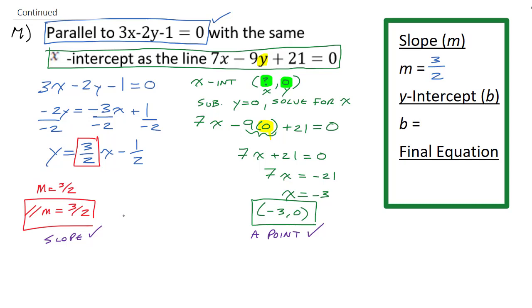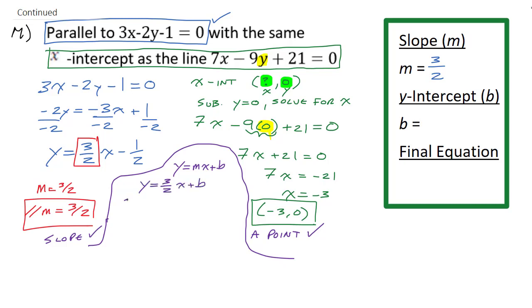We know that's the slope. Let's put those two pieces of information together. Let me just carve out a little space here. Let's put them together into y equals mx plus b. All right, so let's sub in our slope, which is 3/2, and let's substitute in negative 3, 0. Make x negative 3, make y 0. All right, so let's do that. 0 equals 3/2 times negative 3 plus b.